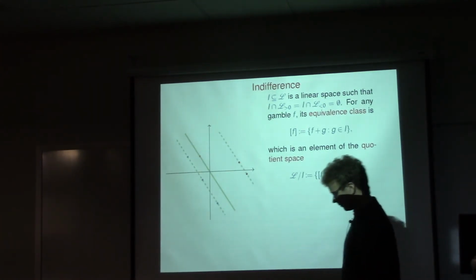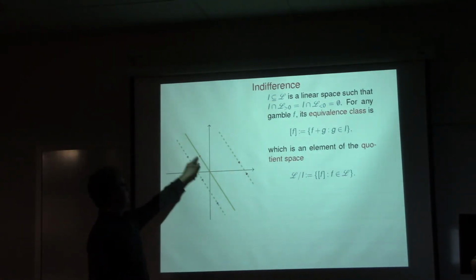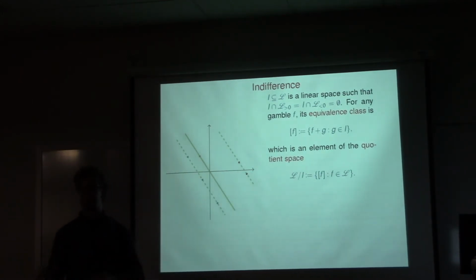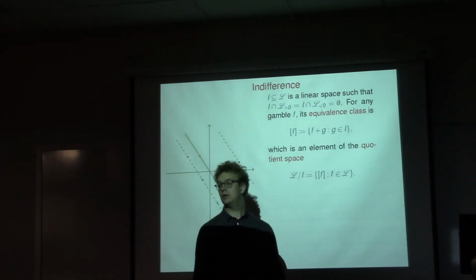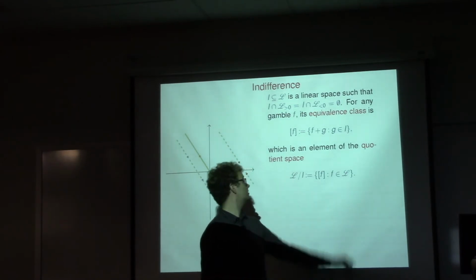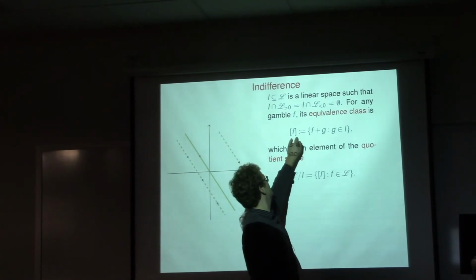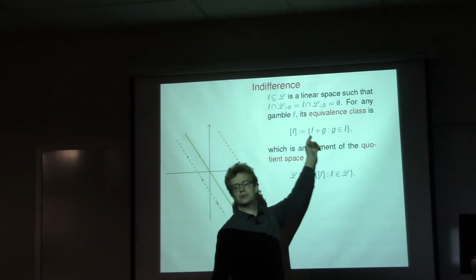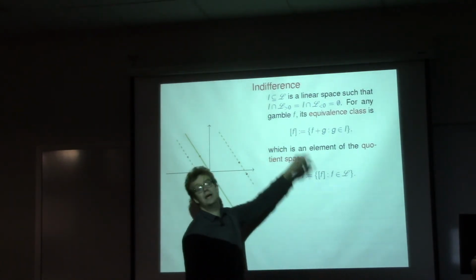If I have a gamble G in my linear space I, then G and 0 are equivalent, and therefore also f and f plus G are equivalent. So this induces an equivalence class on my gambles. If I have a gamble f, then if I add any indifferent gamble to it, the result will be equivalent to f. I will denote this equivalence class by square brackets of f.